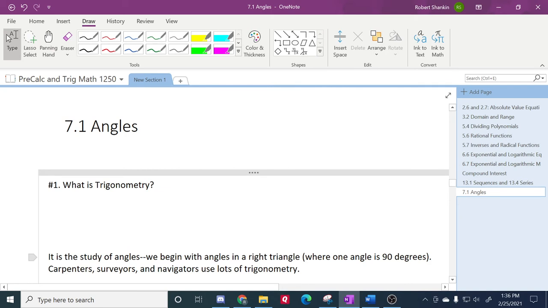So both of the ideas that you said, where in a right triangle one angle is 90 degrees, and jobs that use trigonometry a lot are carpenters, surveyors, and navigators. Now, navigators can use a smartphone now, so they don't really need it so much. Carpenters and surveyors, I've talked to people who've been carpenters and work with them, and they say, oh yeah, they use trigonometry for angles quite a bit.